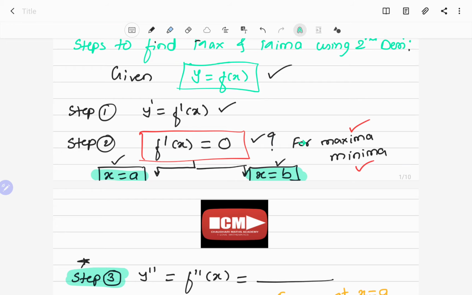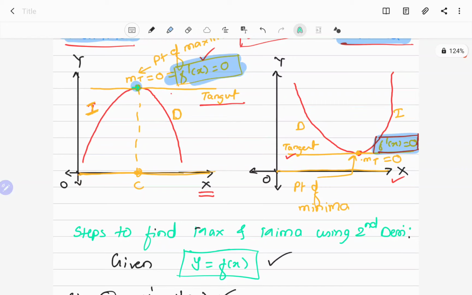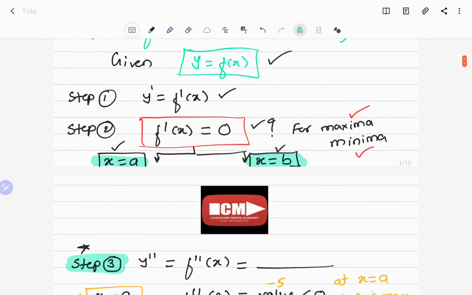What is the reason? The reason is simple. Whether it's a question of maxima or minima, the first derivative is always 0. At this maximum point, the first derivative is 0. Even at this minimum point, the first derivative is 0. So in step number 2, whether it's a question of maxima or minima, you have to equate this first derivative equal to 0. Now, as you are equating the derivative equal to 0, you are getting some equation. So simplify it, and after simplification you will get one or two values of x. Let's say there are two values of x after simplification of this first derivative equal to 0.